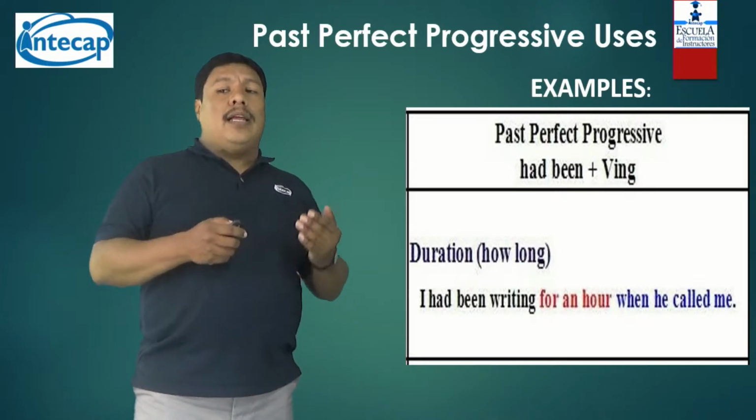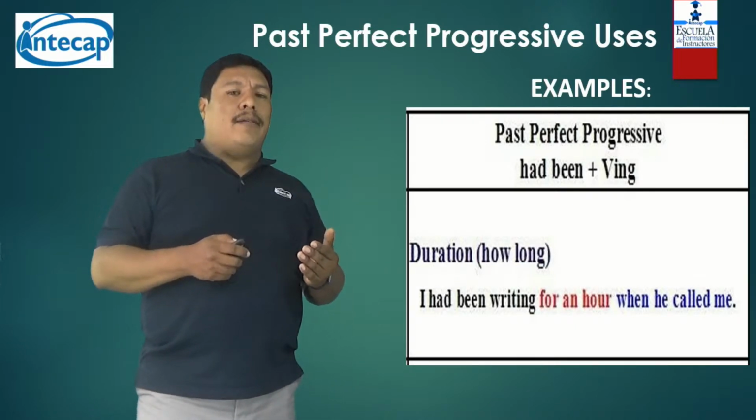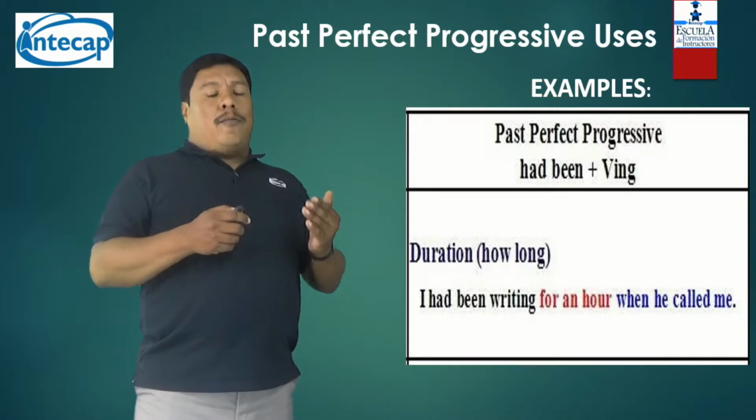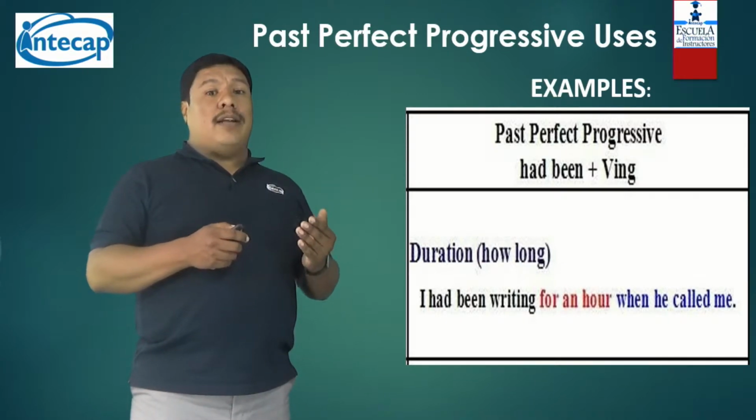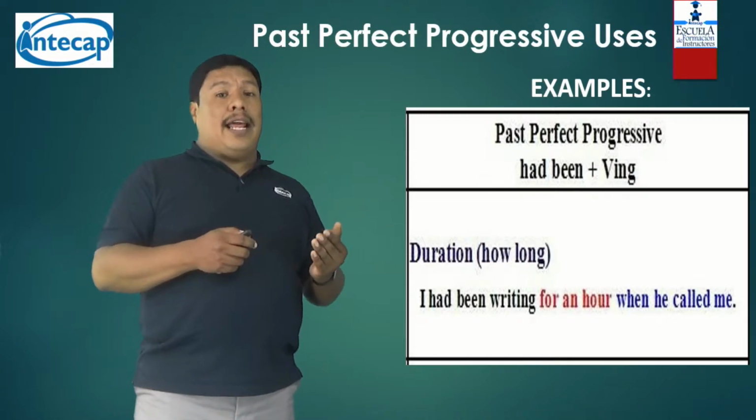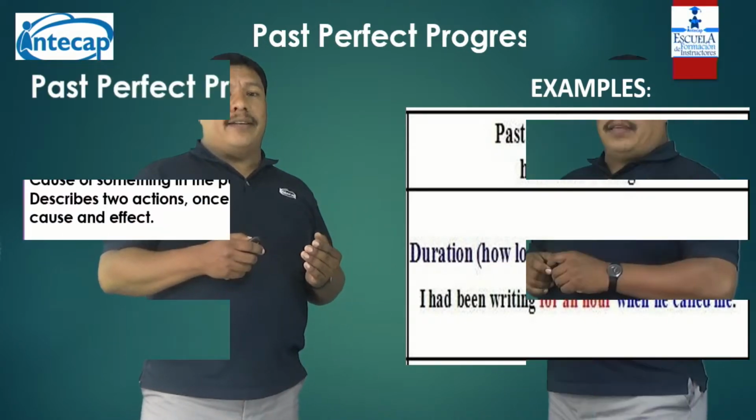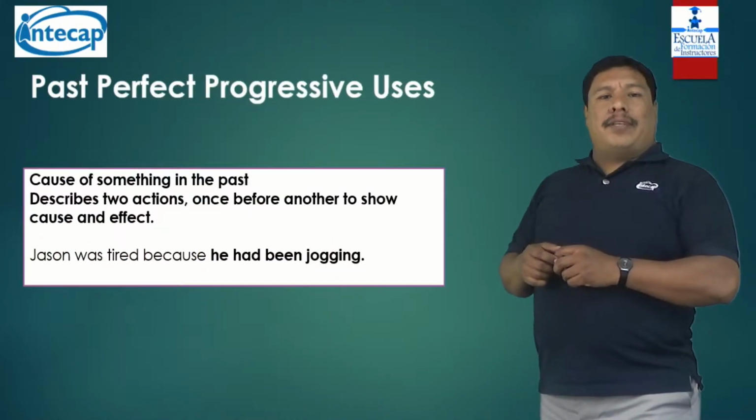For example, in the sentence, I had been writing for an hour when he called me, I described the time, for an hour. That's the length or duration of this activity. It expresses the cause of something in the past.